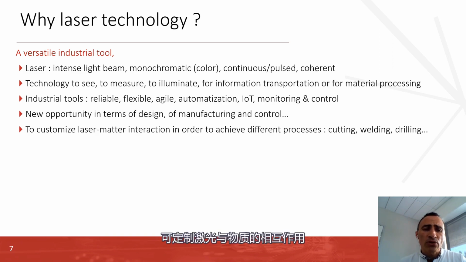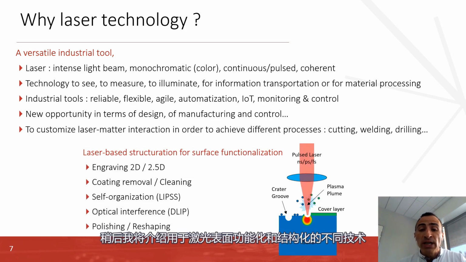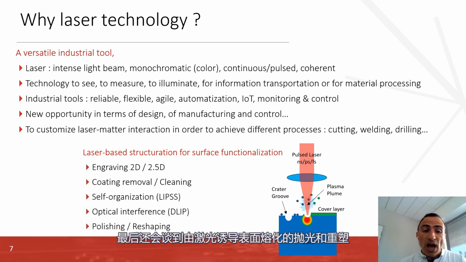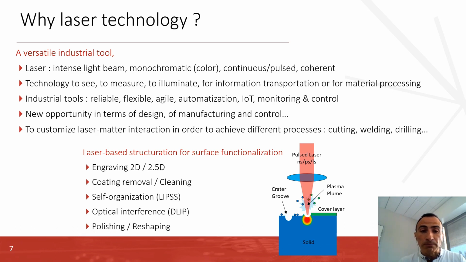Laser technology can bring new opportunities in terms of design, manufacturing, and control. It is possible to customize laser material interaction in order to achieve different processes such as cutting, welding, or drilling. Today, I will present different techniques for laser-based structuration for surface functionalization. I will speak about engraving, coating removal, structuring by self-organization, structuring by optical interference, and then I will present polishing and reshaping induced by surface melting.